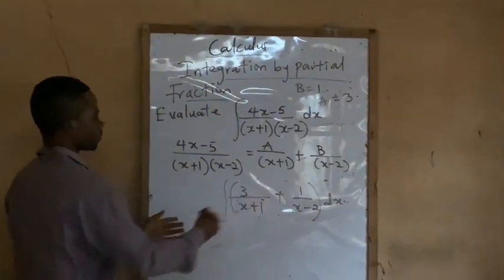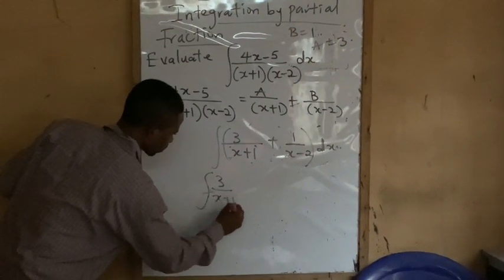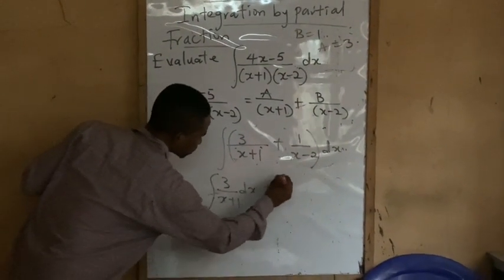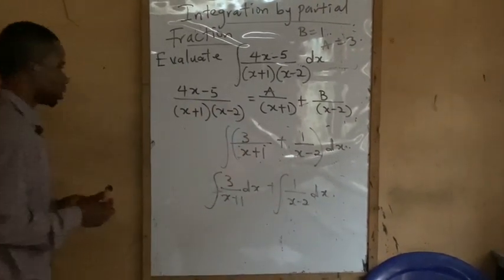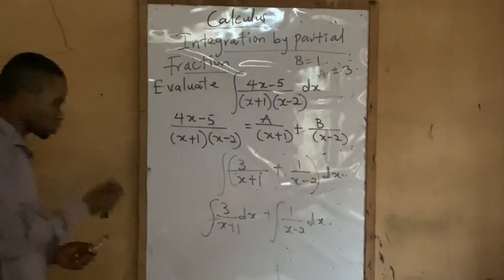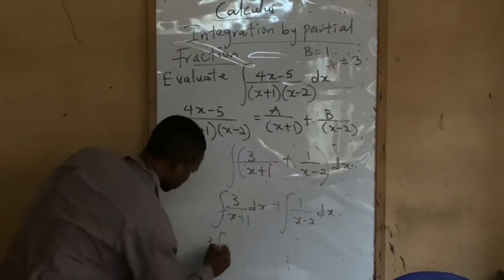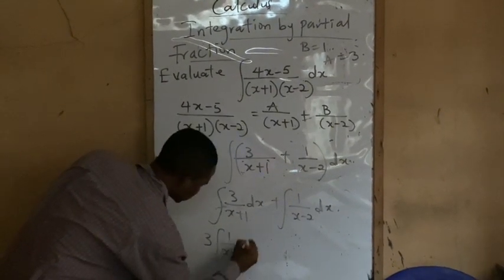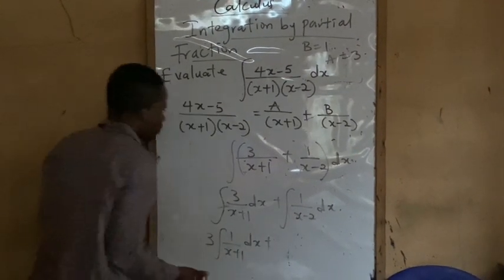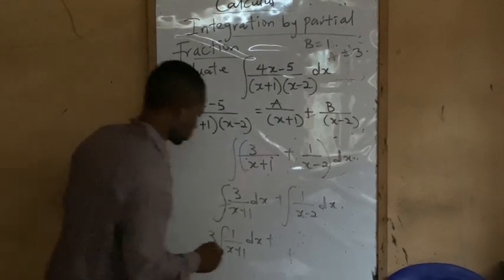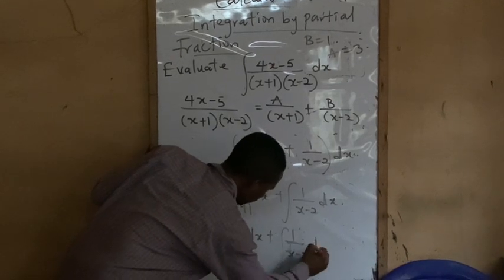Let me not do it separately. Integral of 3 all over x plus 1 dx plus integral of 1 all over x minus 2 dx. So definitely, what will it give me? According to the law of integration, you can bring this 3 out. That is 3, and it's going to remain 1 all over x plus 1 dx, plus 1 all over x minus 2 dx.